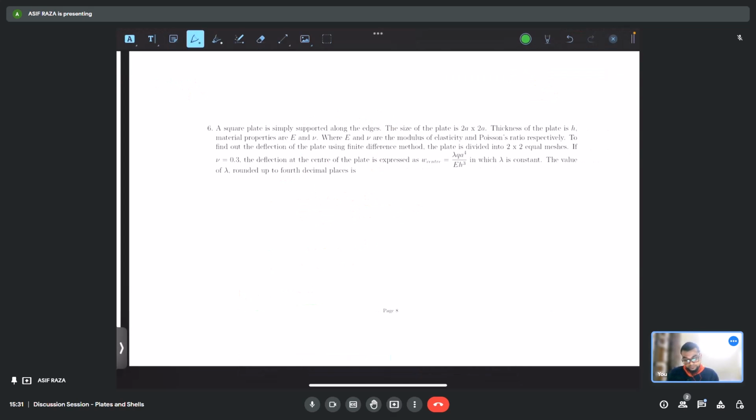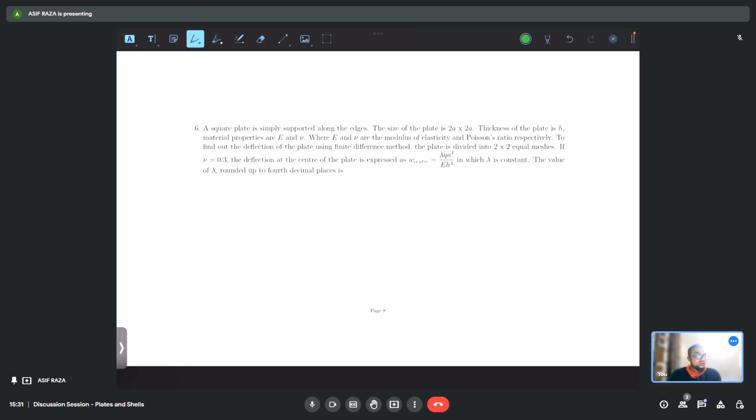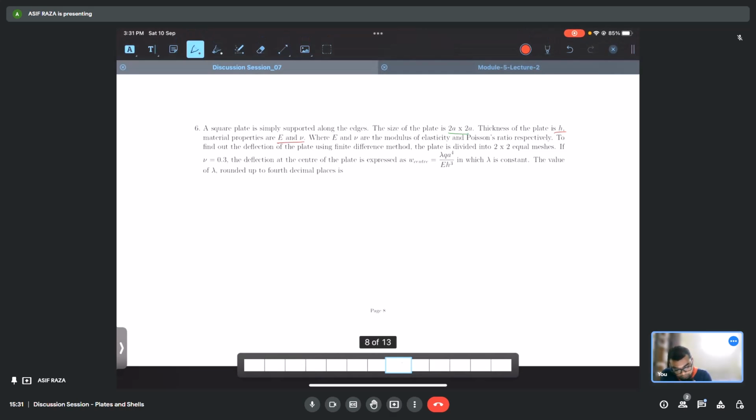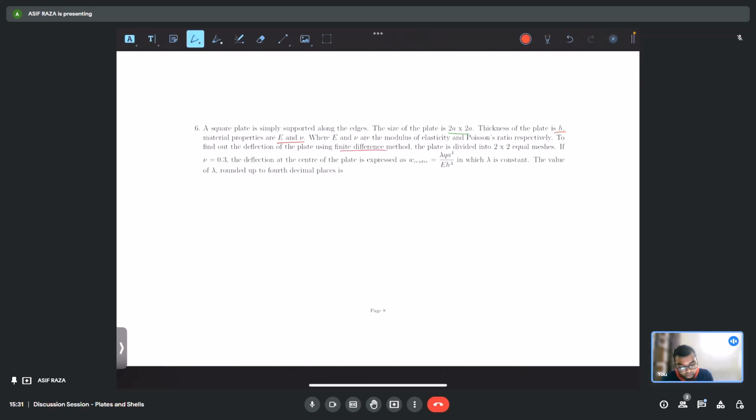Now next question. There is a square plate which is simply supported along the edges. The size of the plate is 2a by 2a. The thickness of the plate is h. Material properties are E and nu, the modulus of elasticity and Poisson's ratio respectively. To find out the deflection of the plate using finite difference method, the plate is divided into 2 by 2 equal pieces. Poisson's ratio value is 0.3. The deflection at the center of the plate is given by this, where lambda is constant. We need to find the value of lambda.